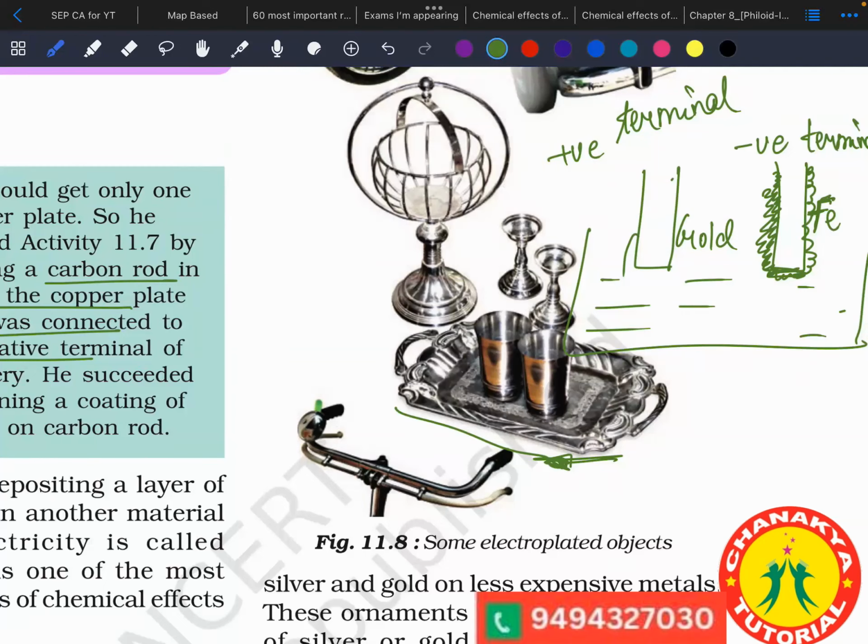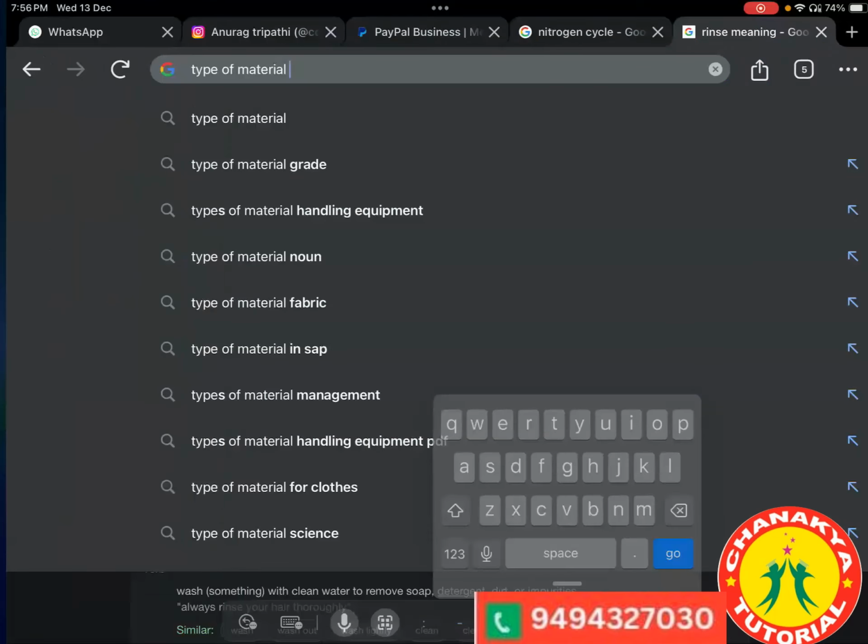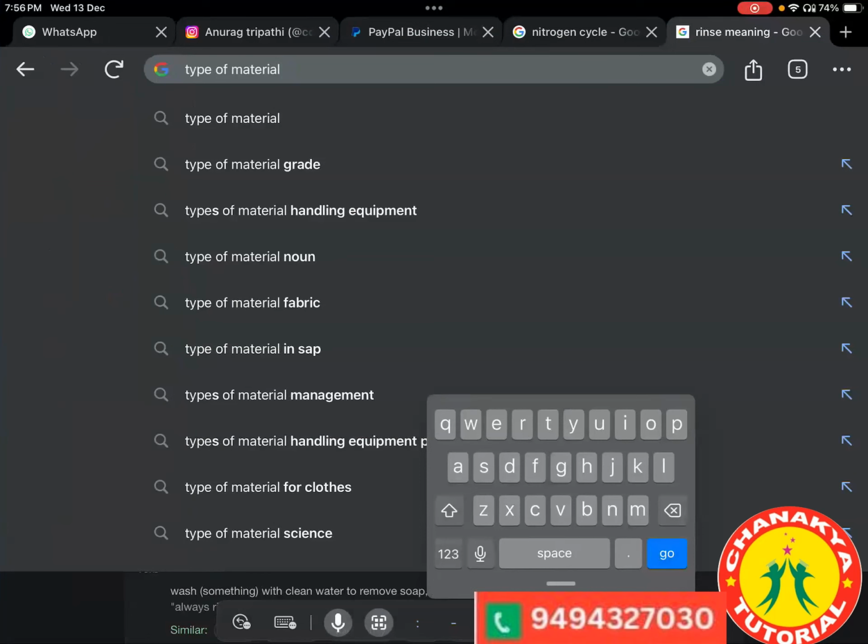So silver is also very expensive, like gold. Gold is expensive, and likewise silver is also expensive. But the coating we have done on this utensil is a very small quantity of silver. We have done this silver coating so that this material does not get spoiled by the water or the carbon dioxide or the oxygen present in the air. So that's why we do silver coating. With the help of silver coating we can protect the material of these utensils.